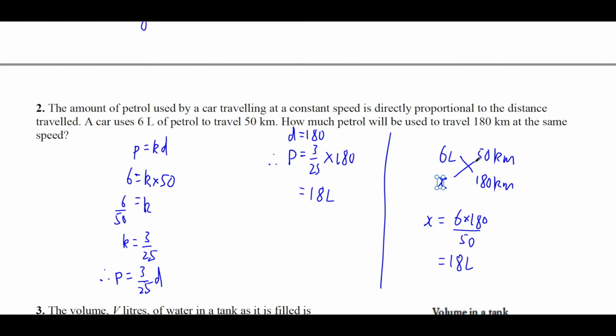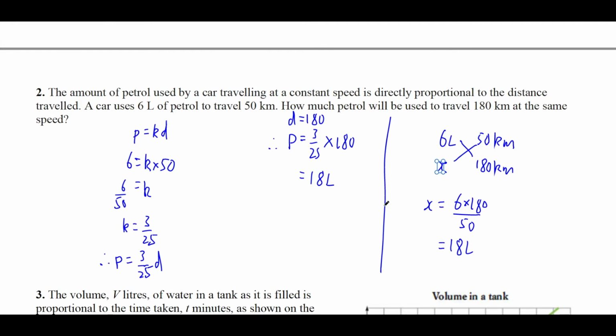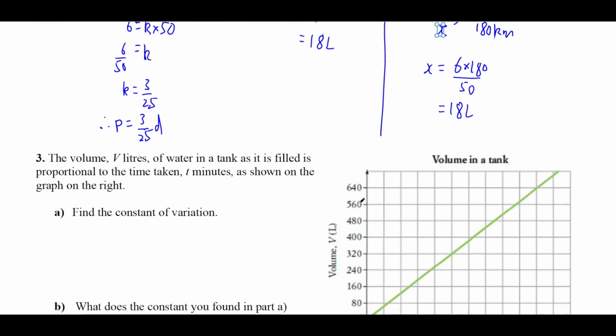So this is the quick way. I guess in the future, if a question is worded like this, and if it doesn't ask you to find the equation with the constant of proportionality, then you can just use this method. It's much easier. All right, let's take a look at another question.